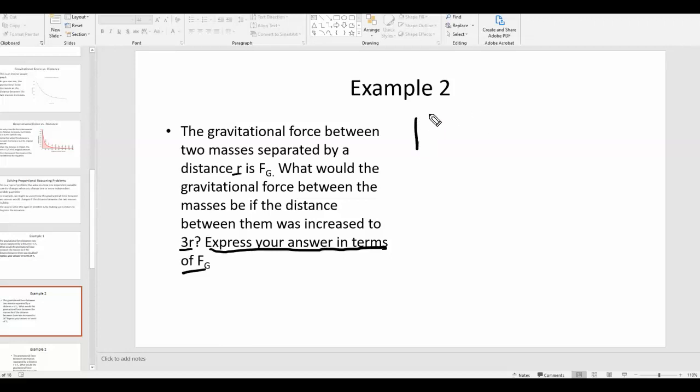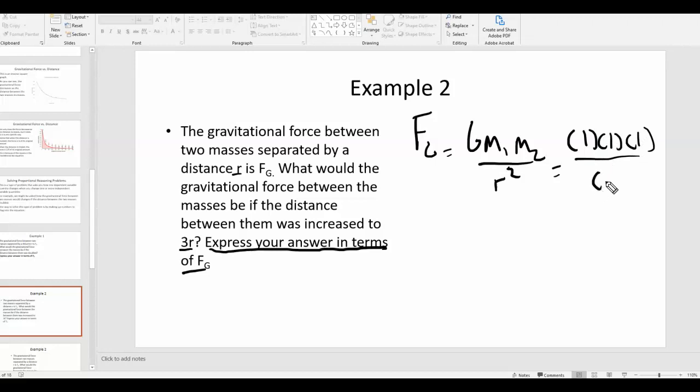Okay, so I'm going to start by writing down my equation and then plugging in numbers for everything. I'm going to plug in 1 for everything because that's the easiest thing to do. It doesn't matter what numbers you plug in, but 1 is the easiest number to choose. Okay, and so that would be 1. And now I'm going to write my equation again to find my new Fg, but I'm going to make the changes they want me to make.